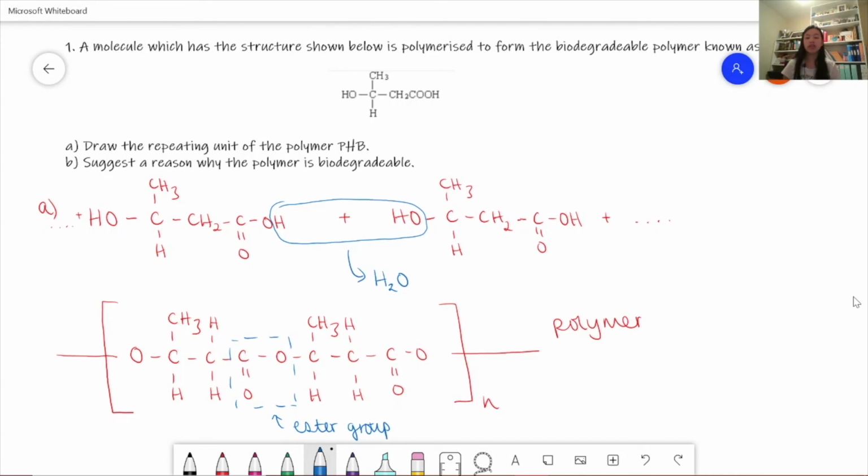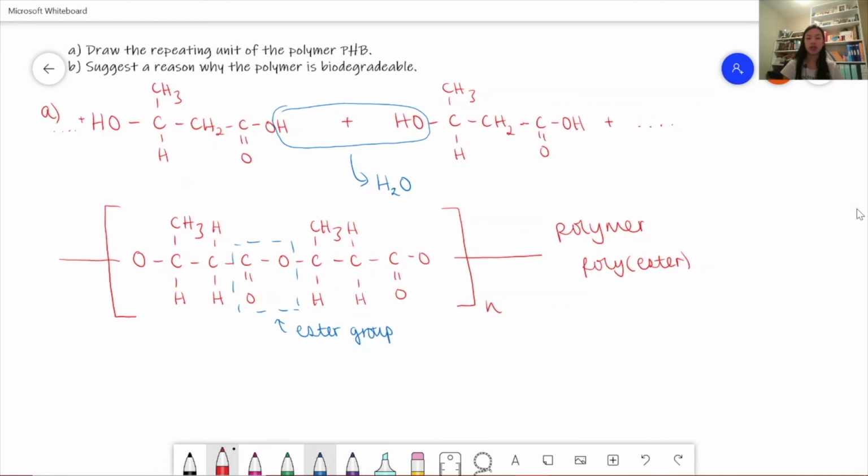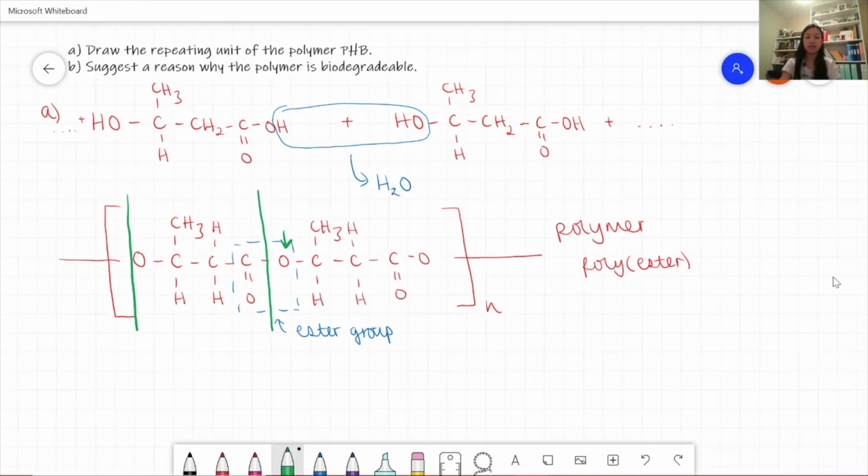And so because loads and loads of these groups repeat along this long chain molecule, this is actually a polyester, which is a type of condensation polymer. And so to find the repeating unit of this, what we do is we start from the left. So I'm going to start from here, and then you scan along from left to right and see when it starts repeating again. And we can see that it starts repeating at this oxygen. And so we draw a line here, and this is our repeating unit.